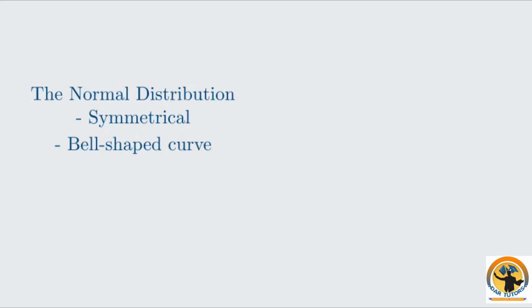Let's begin by introducing this crucial statistical model. The normal distribution is a fundamental type of continuous probability distribution. It's often called the Gaussian distribution after the mathematician Carl Friedrich Gauss. Its most recognizable feature is its symmetrical bell-shaped graph. We represent it as a probability density function, or PDF, because for continuous variables, we calculate the probability of a range of values rather than a single exact value.